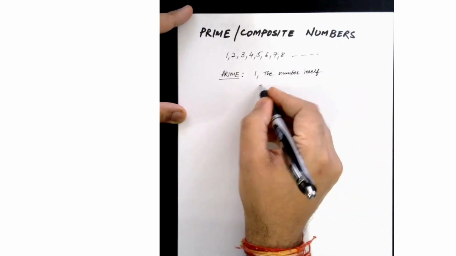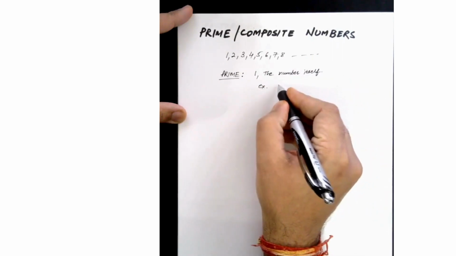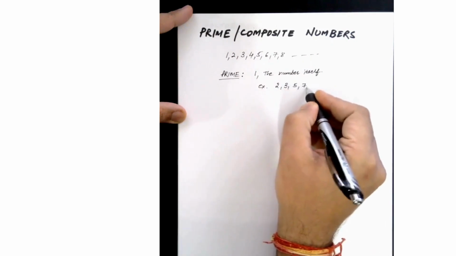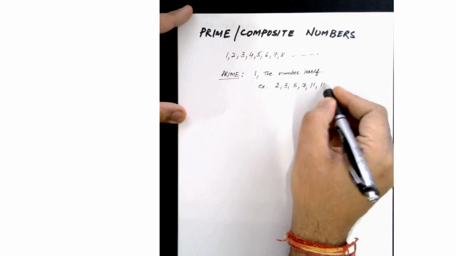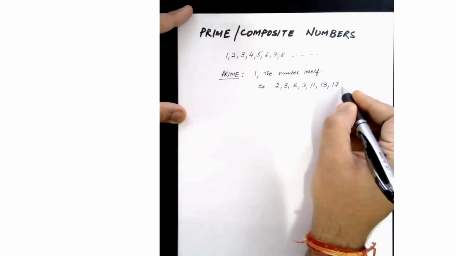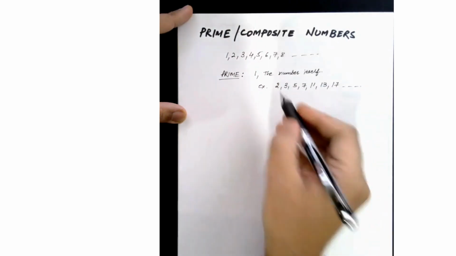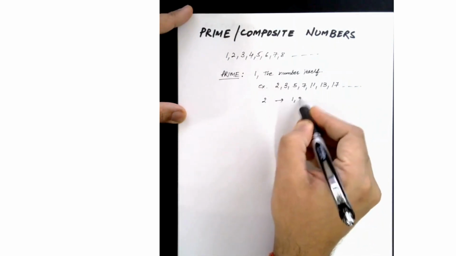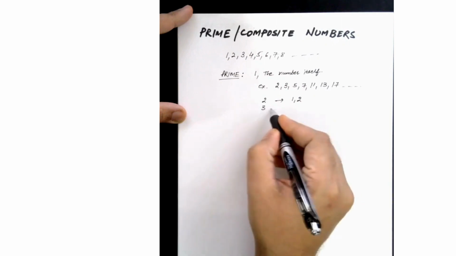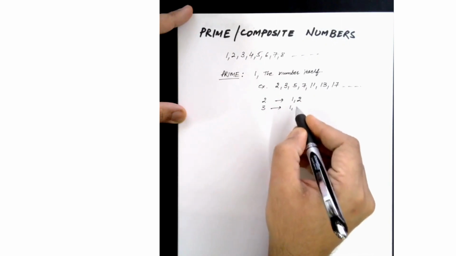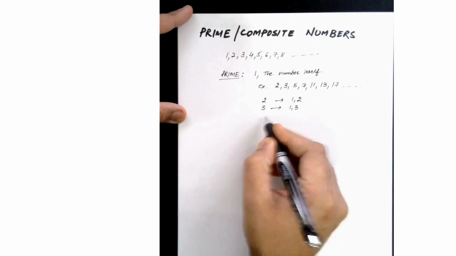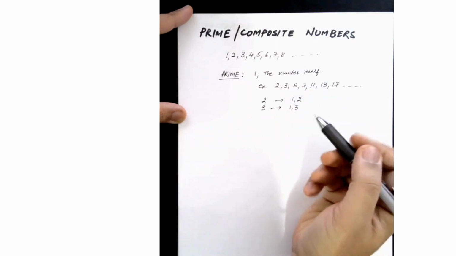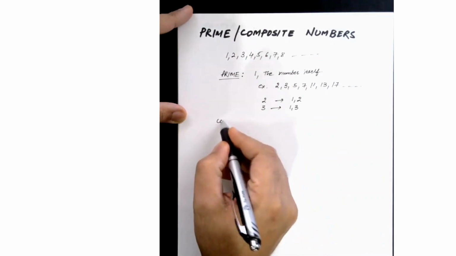Examples of prime numbers are 2, 3, 5, 7, 11, 13, 17 onwards. You can see here the number 2 can only be divided by number 1 or itself. Similarly, number 3 can only be divided by number 1 or itself, and the same is true for the other numbers like 5, 7, 11 onwards.